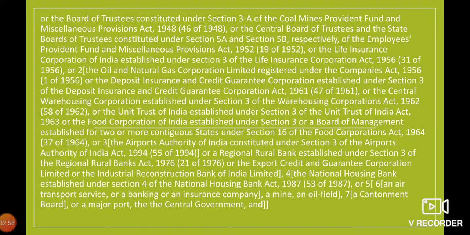or the Unit Trust of India established under section 3 of the Unit Trust of India Act, or the Food Corporation of India established under section 3, or a board of management established for 2 or more contiguous states under section 16 of the Food Corporation Act 1964, or the Airport Authority of India constituted under section 3 of the Airport Authority of India Act 1994, or a regional rural bank established under section 3 of the Regional Rural Bank Act 1976, or the Export Credit and Guarantee Corporation Limited, or the Industrial Reconstruction Bank of India Limited, the National Housing Bank established under section 4 of the National Housing Bank Act 1987, or an air transport service, or a banking or an insurance company, a mine or an oil field, a cantonment board or a major port, the central government, right?